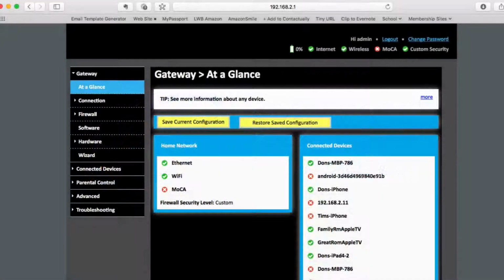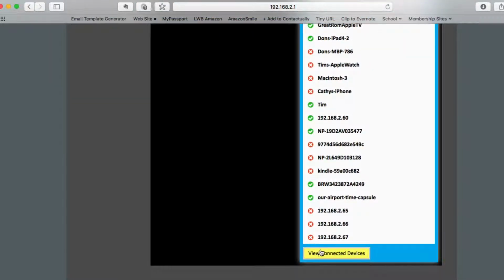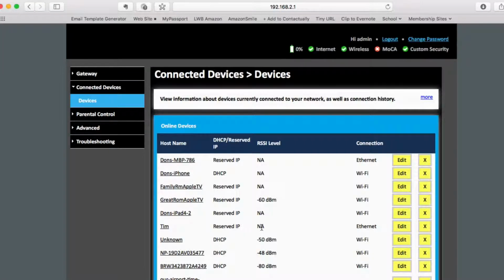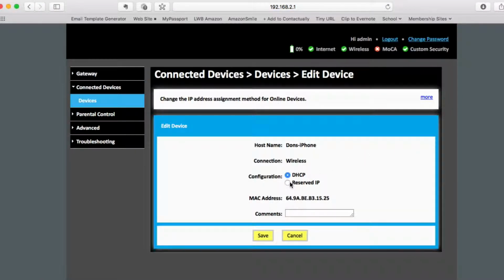So the way I resolved it was I came into the router, and I could now see my iPhone here, and I went to View Connected Devices. And when I got there, I clicked Edit, and it was clicked on Reserve IP, and that address was in the 192.168.0 domain. I don't know why. I changed it to DHCP, turned off Wi-Fi on the iPhone, turned the Wi-Fi back on, it acquired the new address, and it's been working ever since.